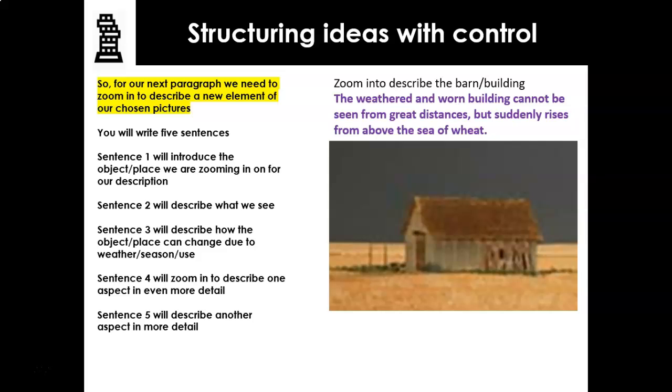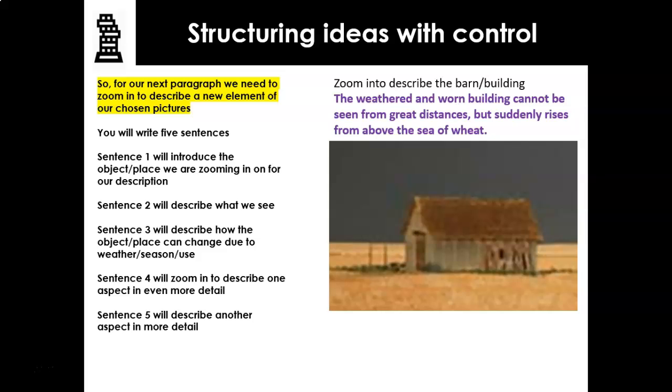So after harvest season, this building was left to rot and fall into disrepair. Or as people stopped relying upon the wheat harvest in the area, this building fell into disrepair. So just a sentence on how it might change its use. Before harvest, after harvest. Whilst the wheat is growing, this building stands alone. It's kind of lost in a sea of wheat.